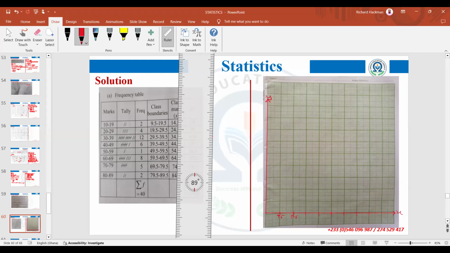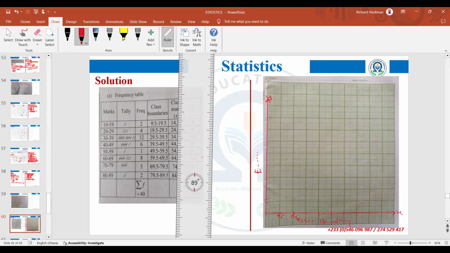Now I've done the calibration for the X. I need to do the calibration for the Y, which will be the frequency. So in this case, don't forget to write what you are using, the class boundary. So write class boundaries down here. And you come and write frequency here as well. Take note of that. You can turn and write it the way you want to.